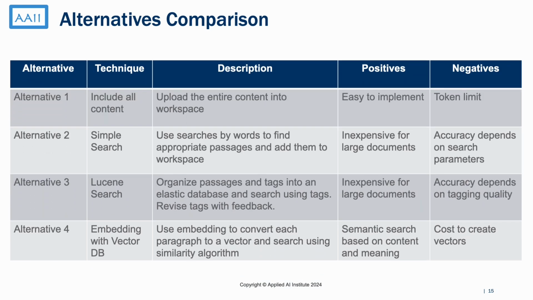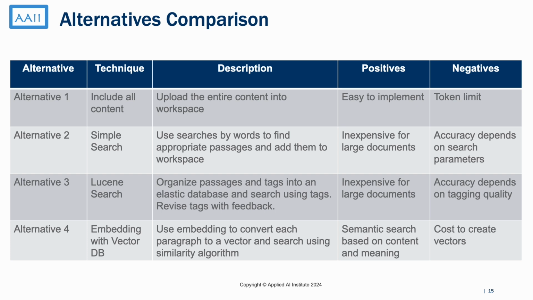So, we have discussed four methods so far. The first method involves inputting the entire content of a document into the LLM. While straightforward, the main drawback is the token limit, which means larger documents might not be fully processed due to the model's capacity constraints. The second method is the simple search, an affordable option for large documents. However, the effectiveness of the search is contingent on the keywords or tags you provide.